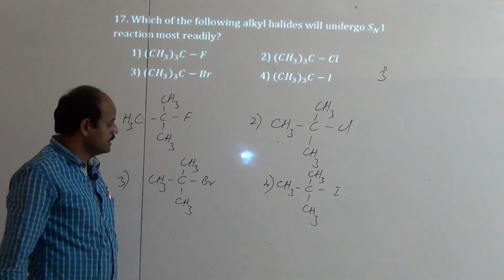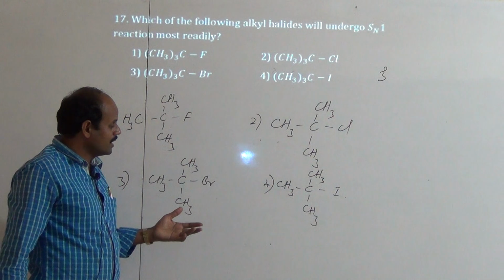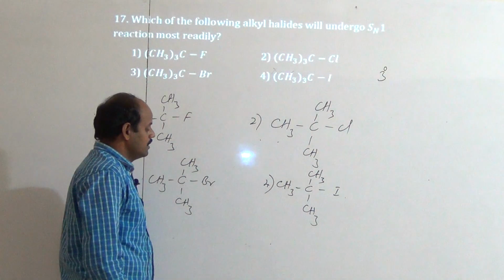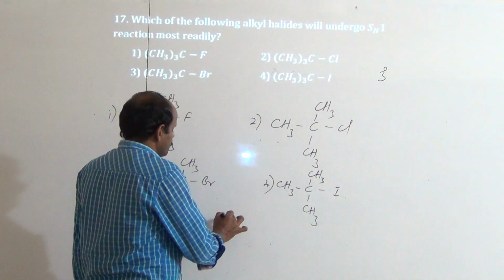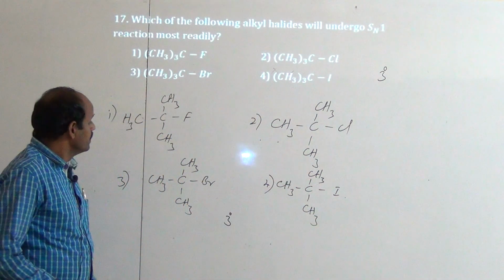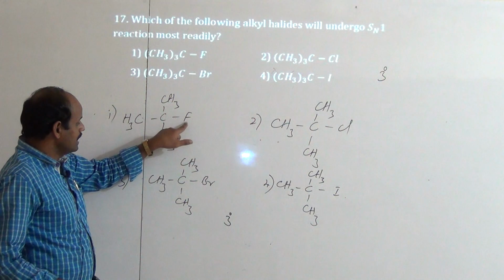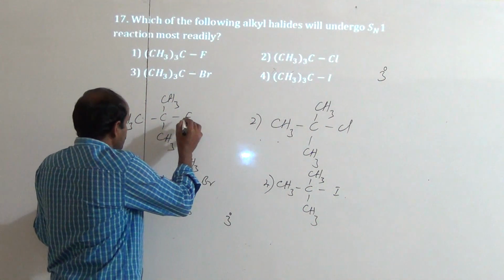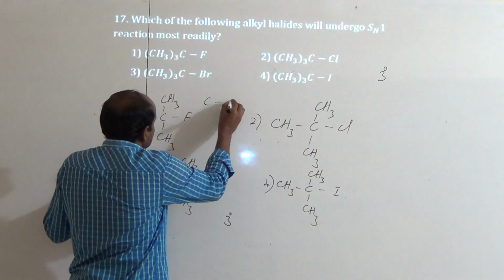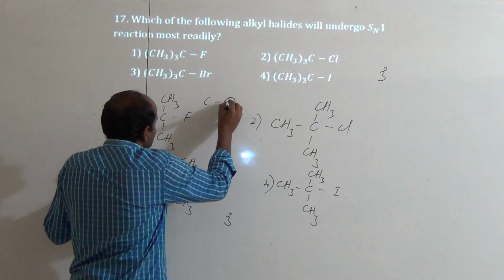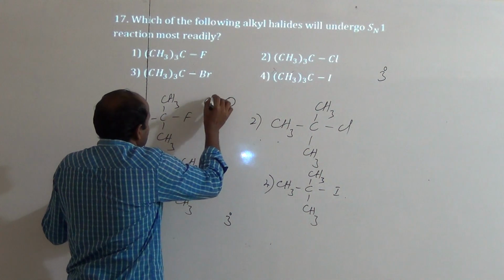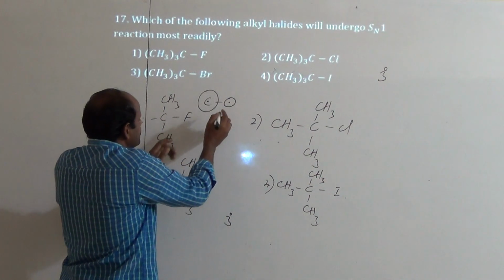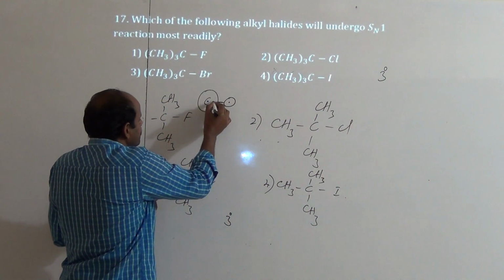Now we have to check which can form a carbocation easily. Among these, which can form the tertiary carbocation easily? If you take the first option, what is the halide? Fluorine. That means it has a small size. Here the carbon is there, and the fluorine has a small size, no? Due to small size, strong attraction forces are present between these two.